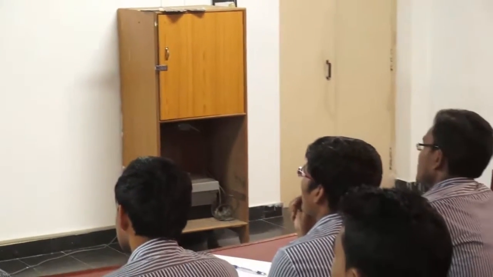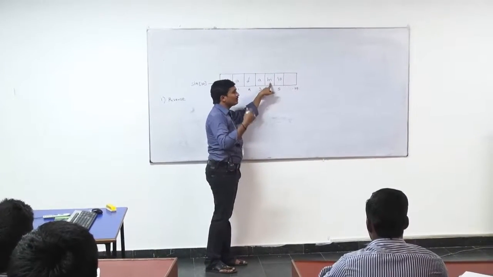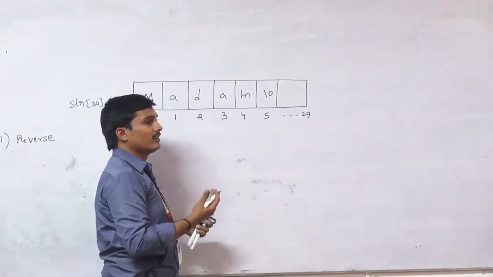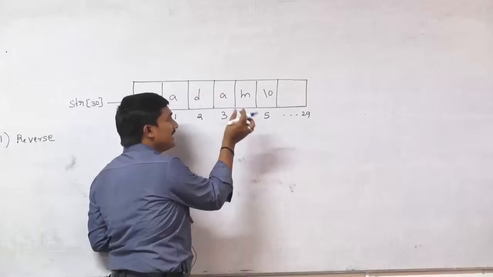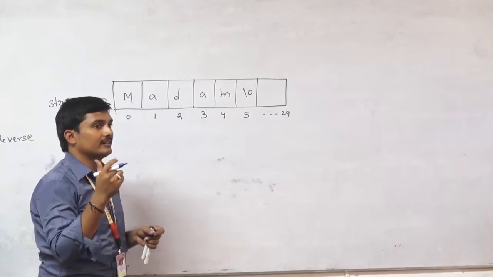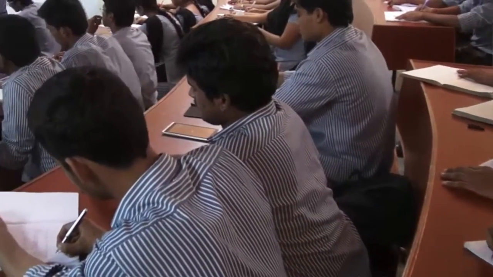We have to find the reverse. Okay, step 1. What is step 1? You have to copy the last character to the first one. How can you say that this is the last character? Before the ending null character. How can I say that this is before the null character? That number, how can we find? Before the null character is nothing but which location? Length minus 1.